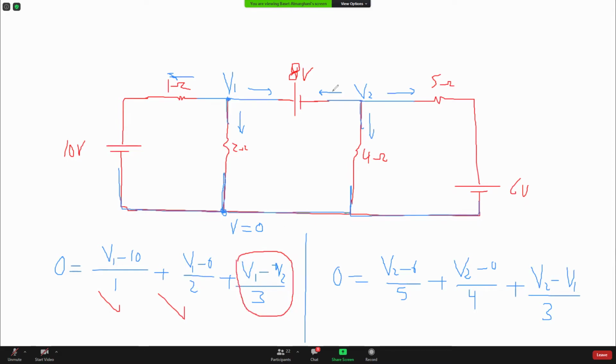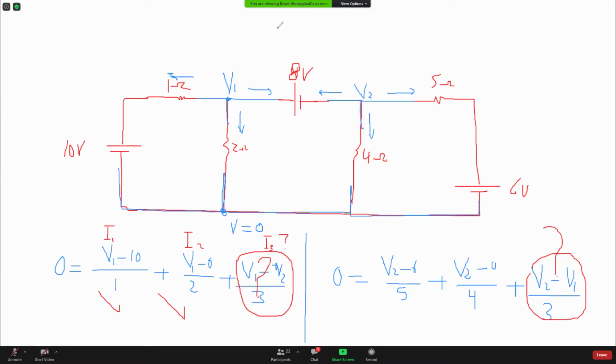I don't have resistance here, so I can't use this. And the same here, it's a problem. Because if someone says find the current through this voltage source, you can't tell. So I1 is okay, I2 is okay, but I3 I cannot tell. So this is a special case.